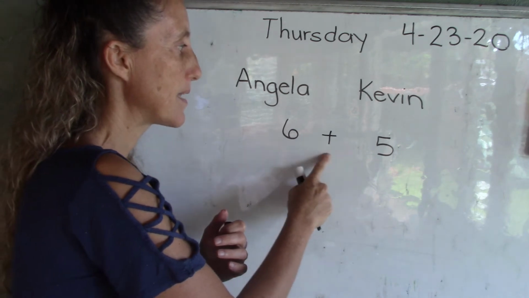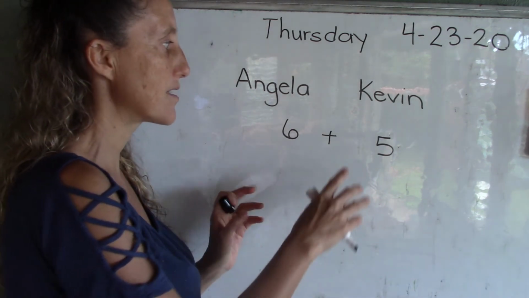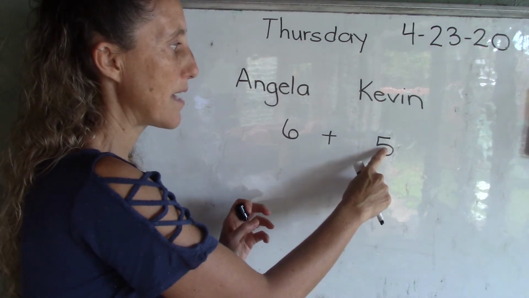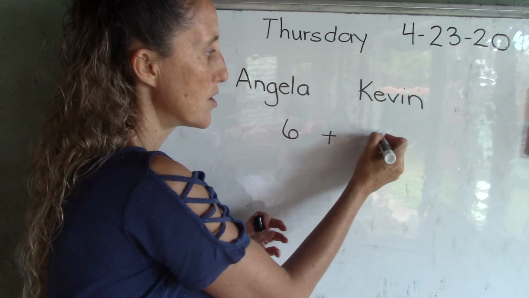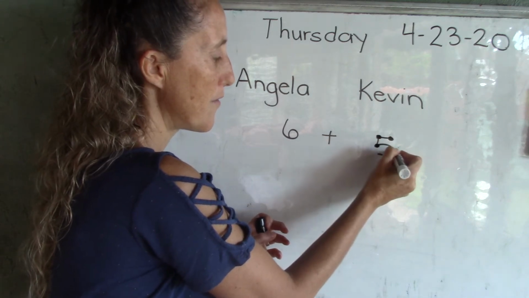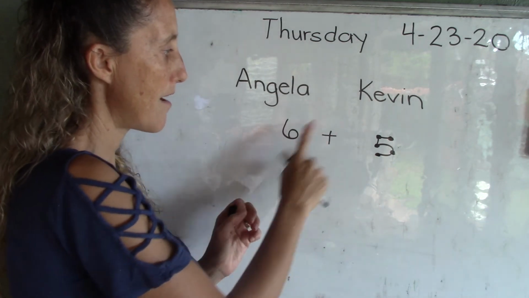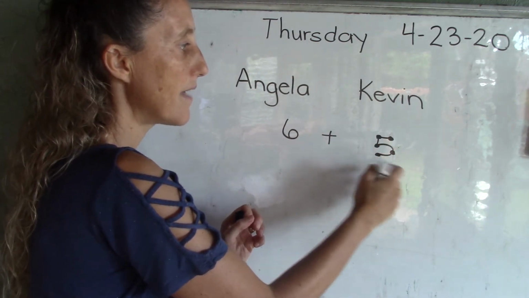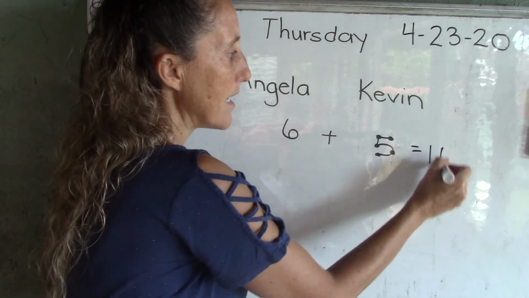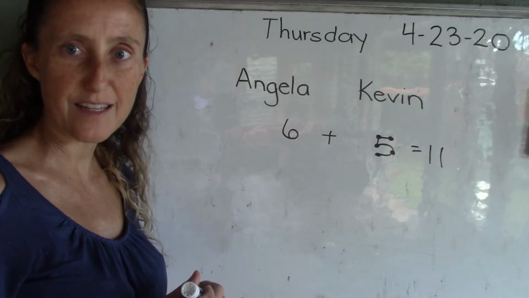So 6 plus 5. And I'm going to do touch math with this. I'm going to find the smaller number and put that many dots on it. So 5 dots on 5. 1, 2, 3, 4, 5. And I'm going to say the bigger number and count on. 6, 7, 8, 9, 10, 11. So there are 11 letters in both Angela and Kevin if I were to add them together. Okay?